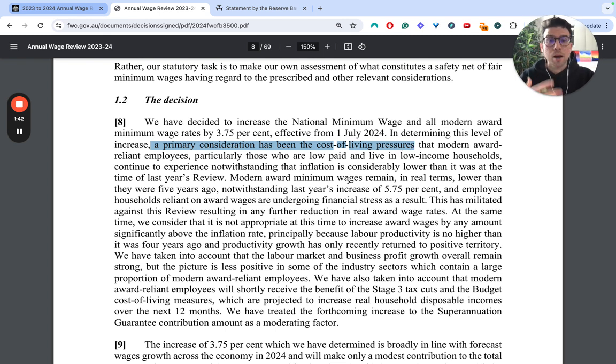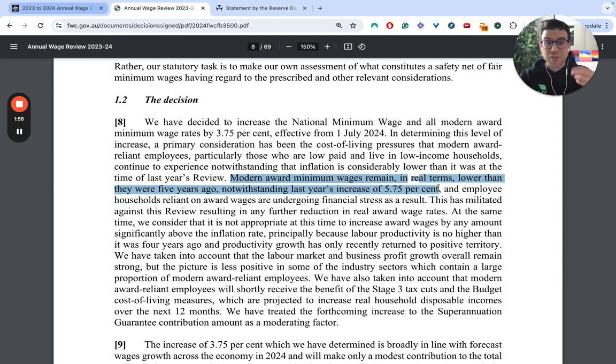Now note, part of this is because at the moment, the modern minimum wages in real terms are lower than they were 5 years ago, notwithstanding last year's 5.75% increase and this coming 3.75%. And that's because of the impact of inflation.